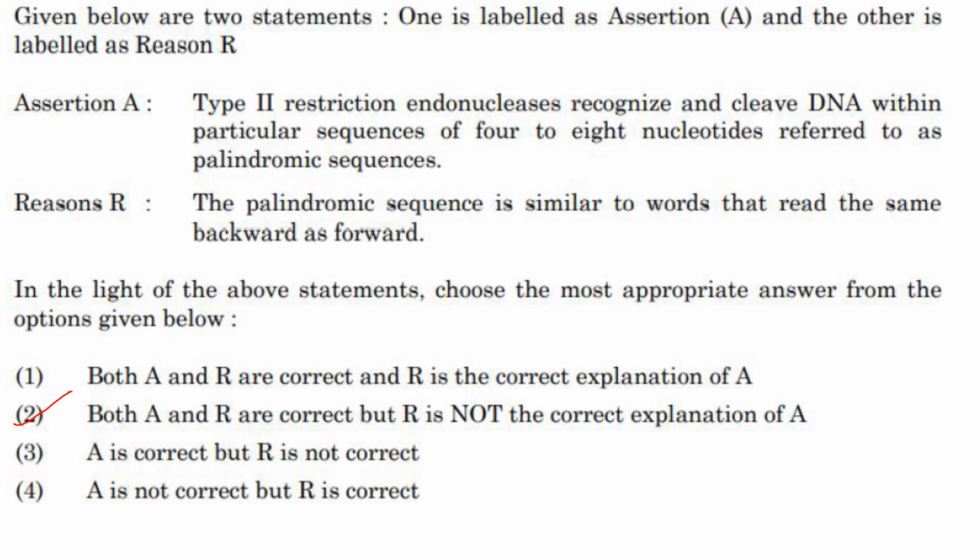Then next one. Type 2 restriction endonucleases recognize and cleave DNA within particular sequence of 4 to 8 nucleotide referred to as palindromic sequences. Yes, that is correct. The palindromic sequence is similar to words that read the same backward and forward. That is also correct. But it doesn't explain the assertion. So both A and R are correct and R is not the correct explanation of A. Answer is option 2.